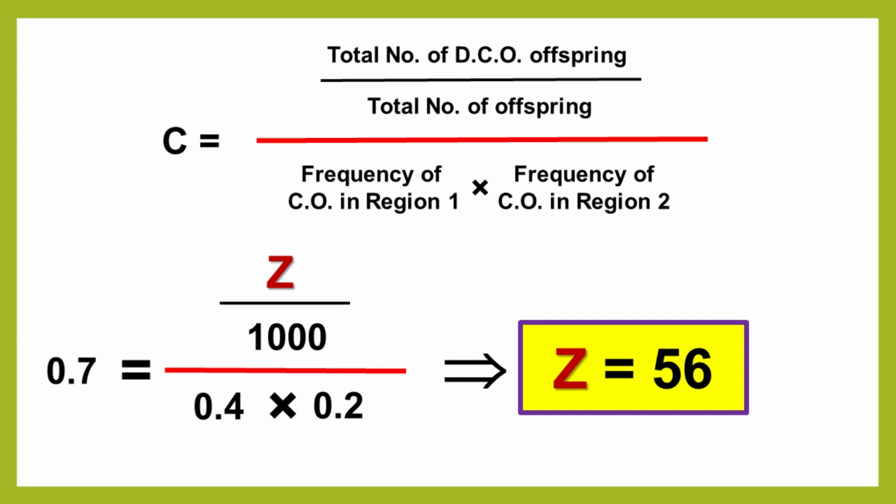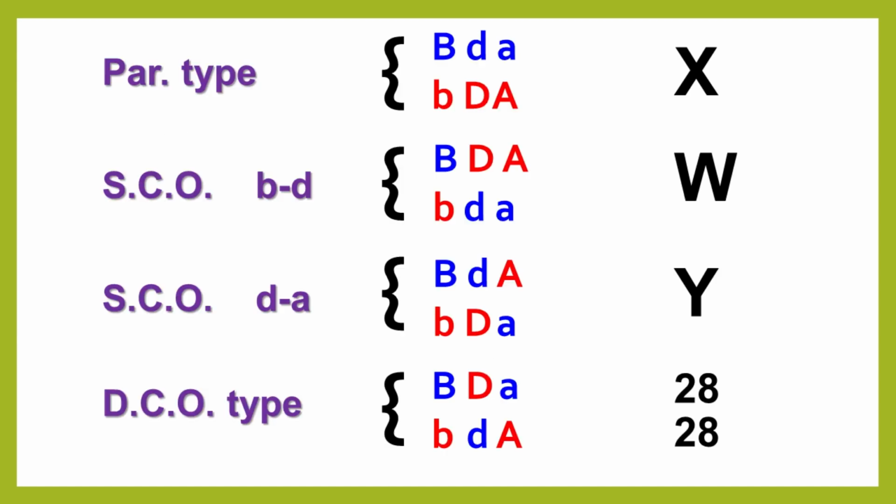We can use the coefficient of coincidence formula, and by substituting the given values, the unknown, which here is Z, the total number of double crossover types, equals 56. This means we expect a total number of 56 double crossover type offspring. But we have to divide it equally for the two types, which will be 28 for each double crossover type. So we expect to observe 28 offspring of each double crossover type.